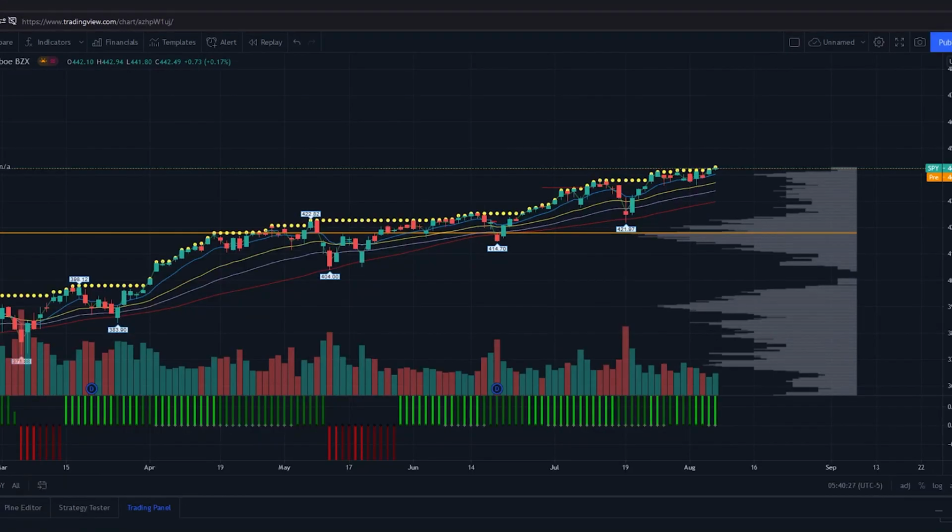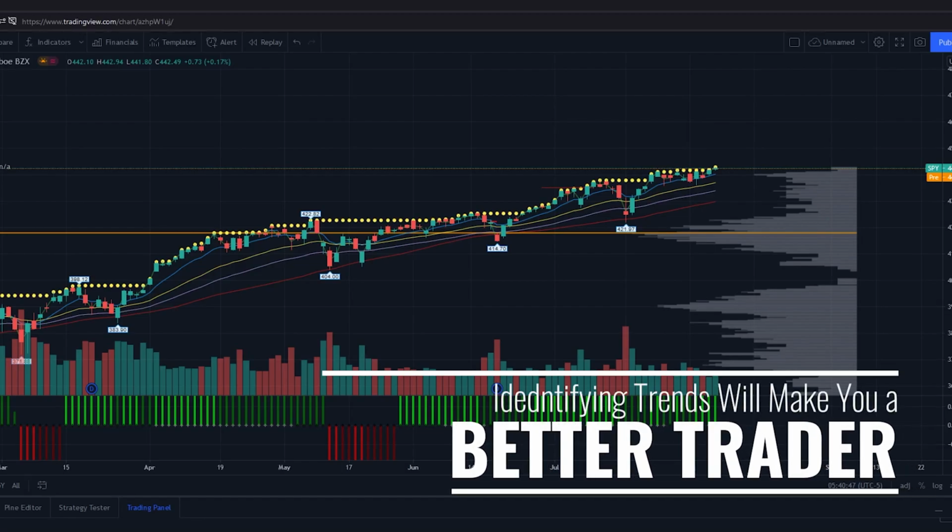Why will you be a better trader? Because you will learn by going to the 1-year chart how to identify key points in the market. Pivot points, rejections, supports, resistances, cyclical periods in which the market pulls back every certain amount of time. All the different data points that will teach you how to identify trends in the market. Identifying trends will make you a better trader.